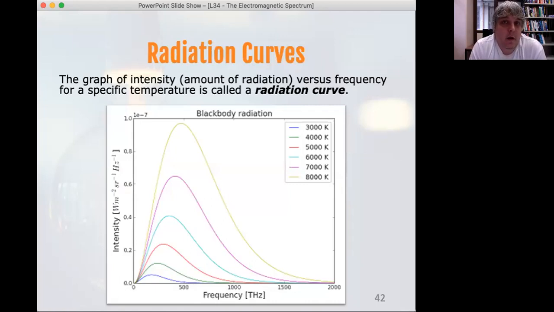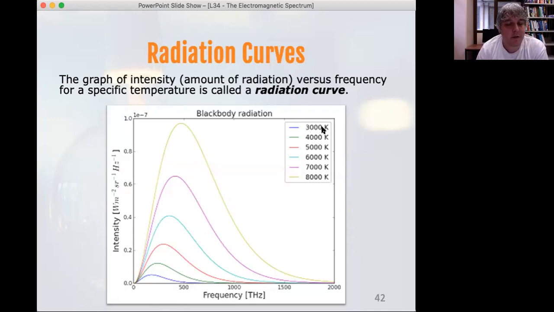The graph of that frequency versus how much of it gives off, which here is called intensity. Intensity in this graph just means how many photons, essentially. How many photons it gives off for each different frequency is called a radiation curve. And what you can see, we've got different colored lines here. That tiny little one with a little bump that's down around 150 terahertz, that's for something at 3000 Kelvin, right?